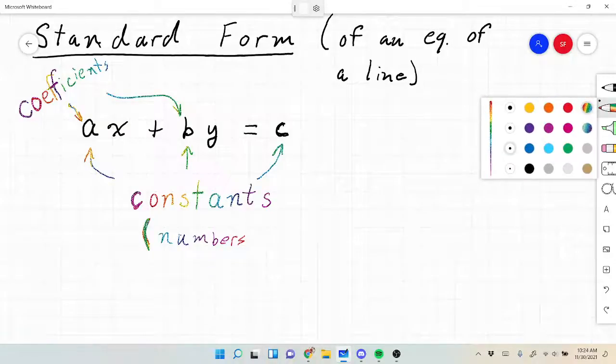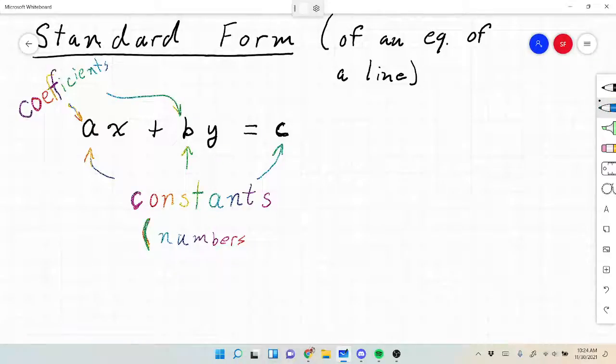Now, X and Y also have a name. What are X and Y? Variables. They are variables.